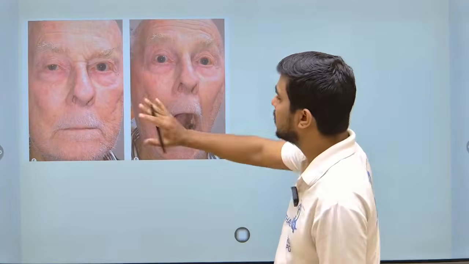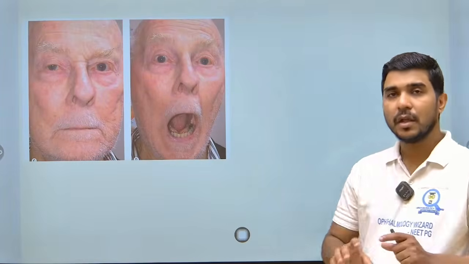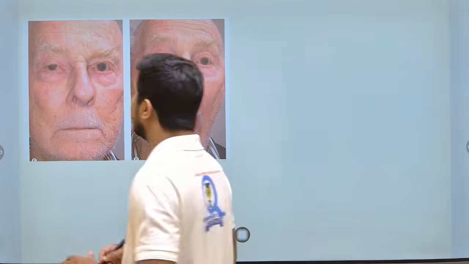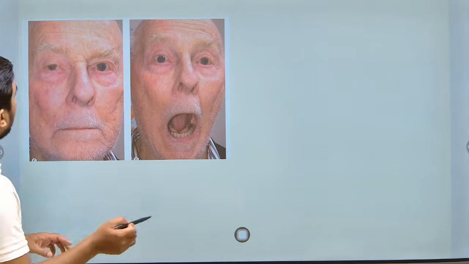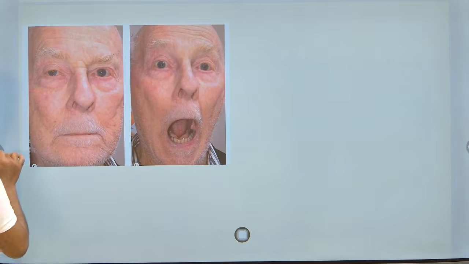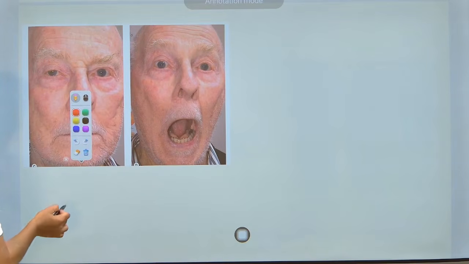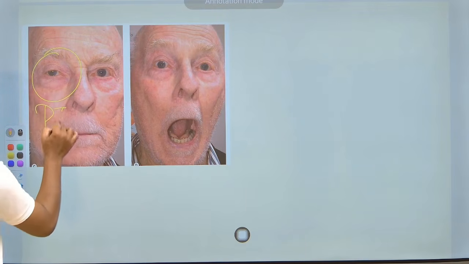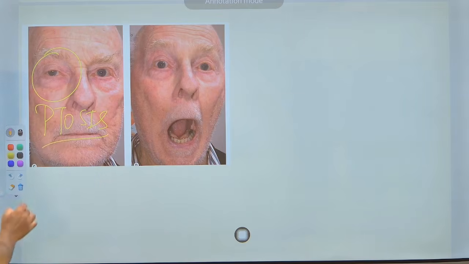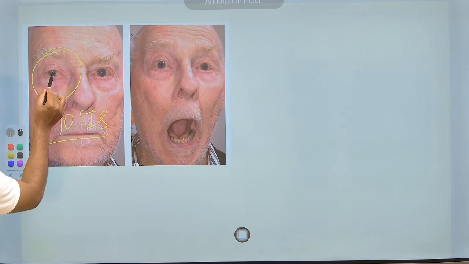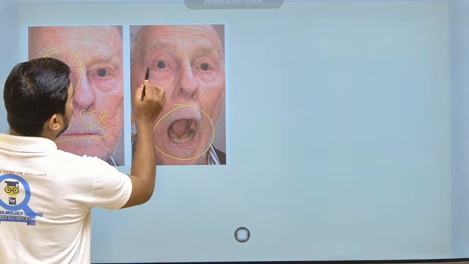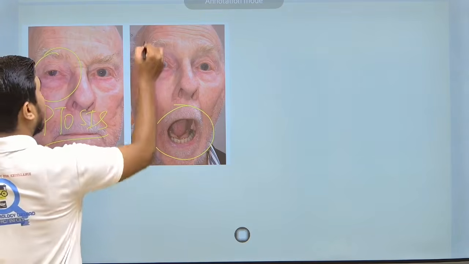Now, what is this? This picture is very important. Understood my point? When you are seeing here, this is ptosis. You can see the ptosis at the margin of the pupil. This is the light margin and this is the lid margin. So it is ptosis. When he is opening his mouth, the ptosis gets corrected. So I can write ptosis corrected.